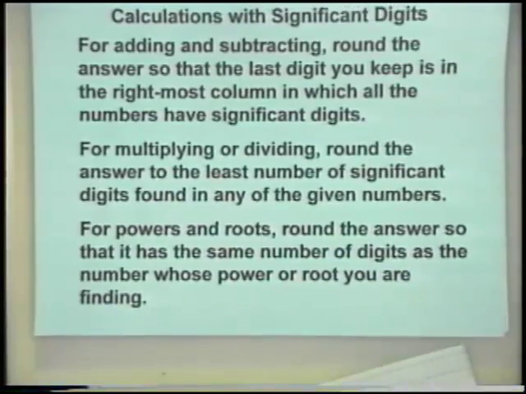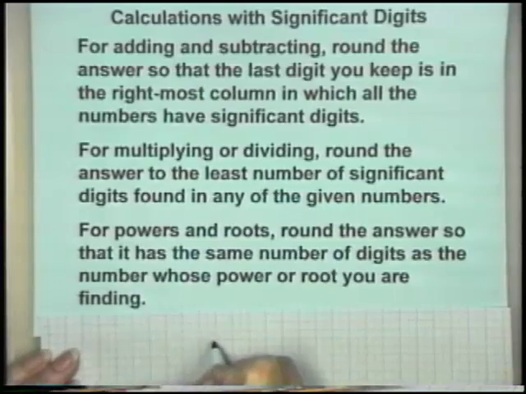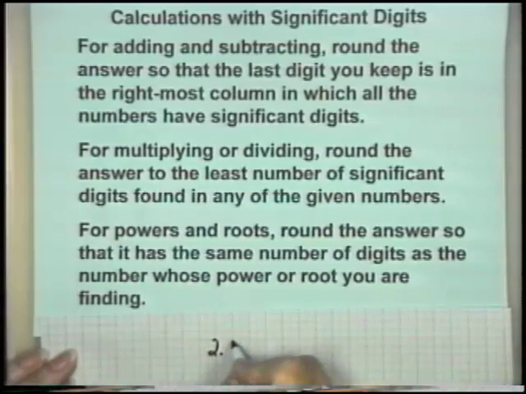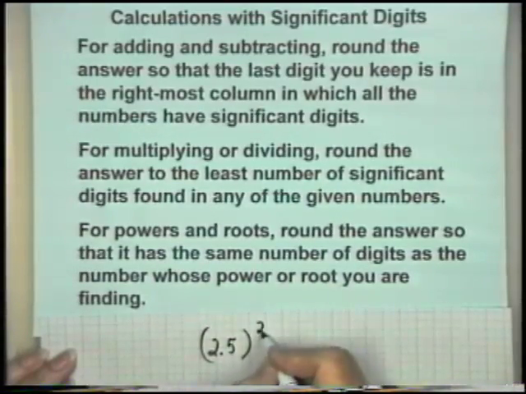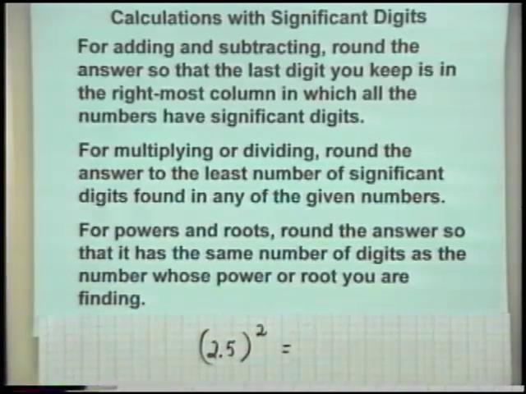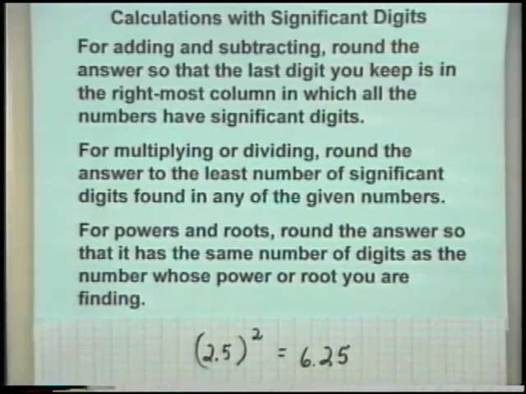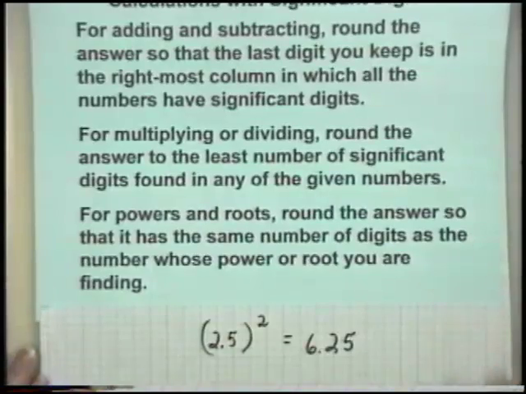For powers and roots, round the answer so that it has the same number of digits as the number whose power or root you are finding. So I thought that we would just maybe take 2.5 and square it. Well, of course, when we take 2.5 and square it, the exact number we get is 6.25. So if they were asking us for the exact answer, that is certainly what we would put there.